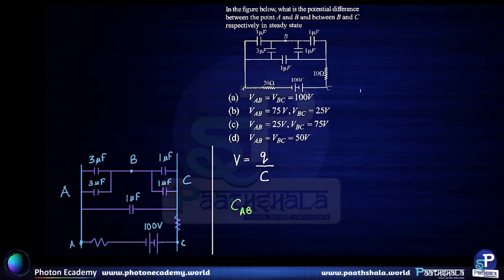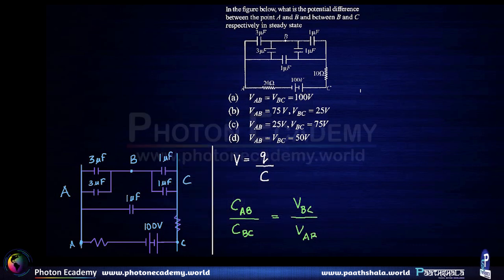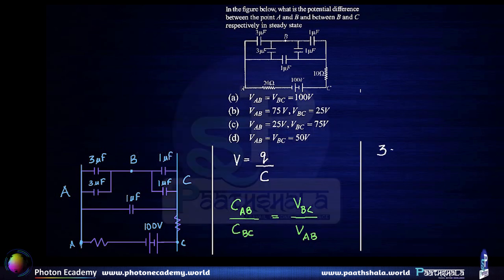CAB by CBC is equal to VBC by VAB, and it is clear that the capacitance on AB is thrice the capacitance on BC. So we have 3 is equal to VBC by VAB.